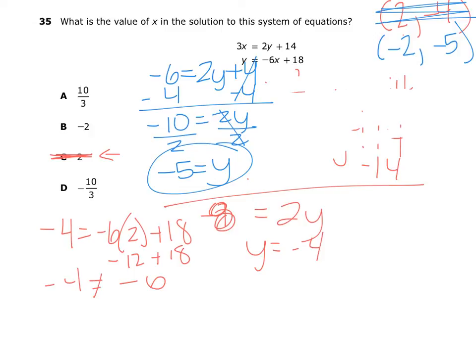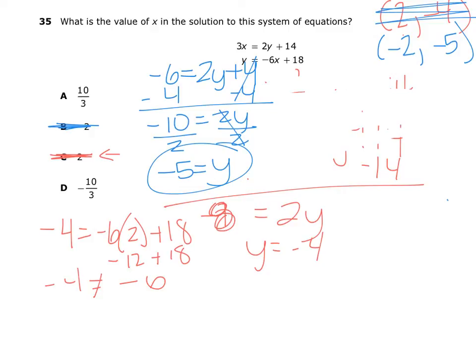When I plug that into the second equation, I would have to have negative 5 equals negative 6 times negative 2 plus 18. Well, negative 6 times negative 2 is 12, and then 12 plus 18 is 30. So it's not B either. So that means we are going to have to do the fractions. But again, I'm going to pick the biggest one, or the positive one first, so that hopefully we can avoid having to work with a negative.